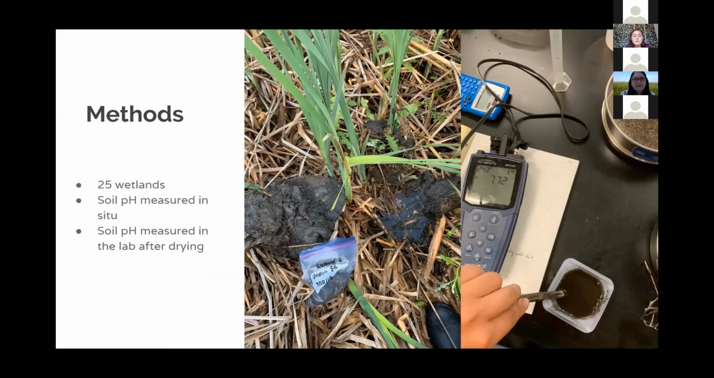So as far as my methods go, I measured soil pH in 25 wetlands in the field, after which soil samples were collected and dried in the lab. The majority of samples were taken from the Prairie Pothole region. Samples were dried in an oven until constant weight. pH was then determined in a 1:2 soil paste.